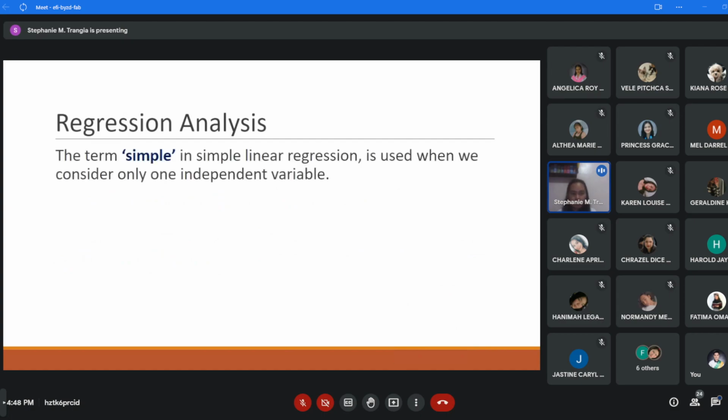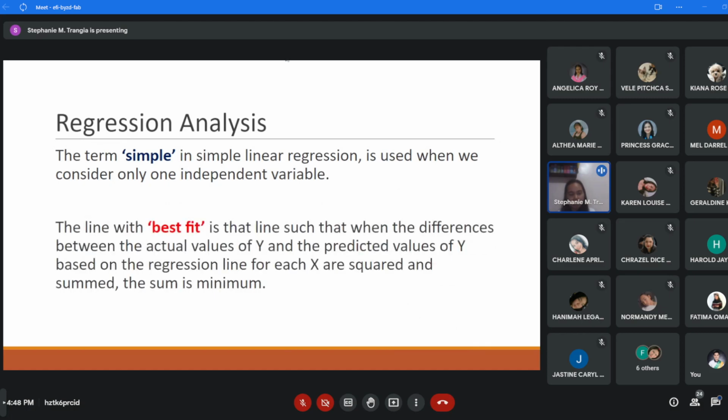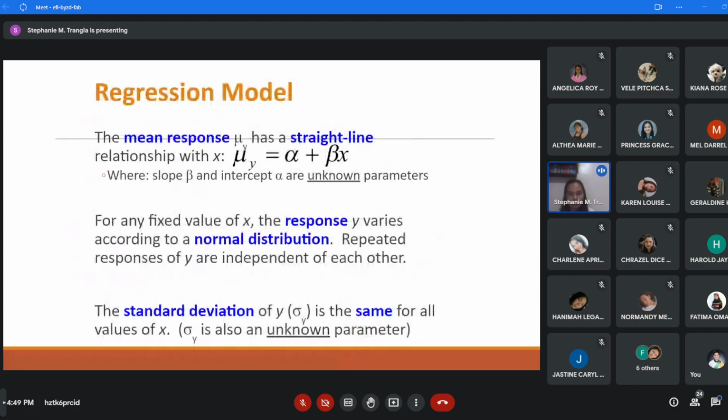So the term simple in simple linear regression is used when we consider only one independent variable. Thus, the line with best fit is that line such that when the differences between the actual values of y and the predicted values of y based on the regression line for each x are squared, the sum is minimum. So, dili na ito na ikuanan, kaya na naman in-summarize na ni siya dari.